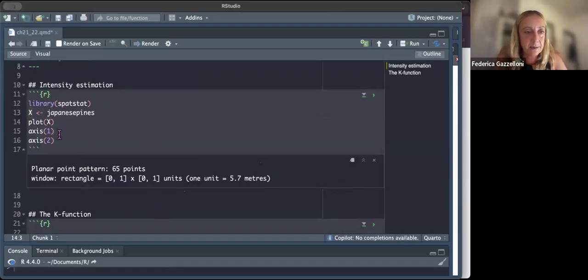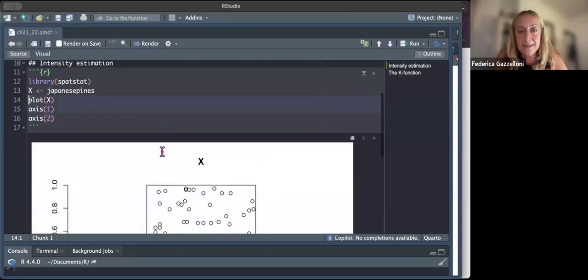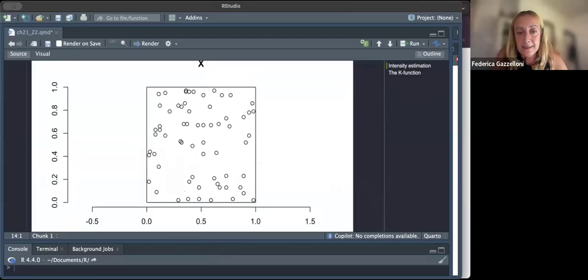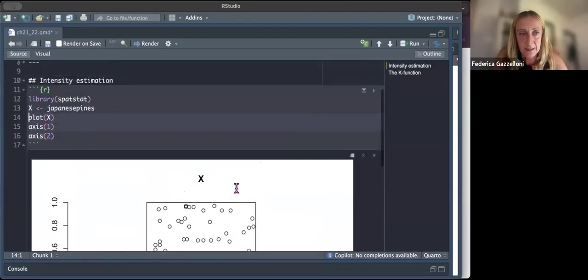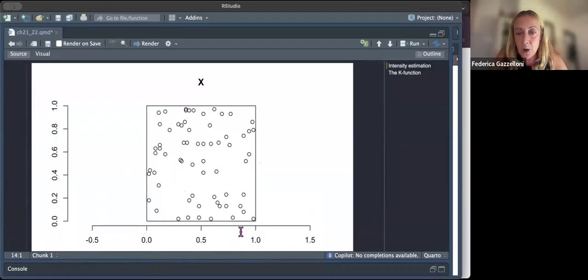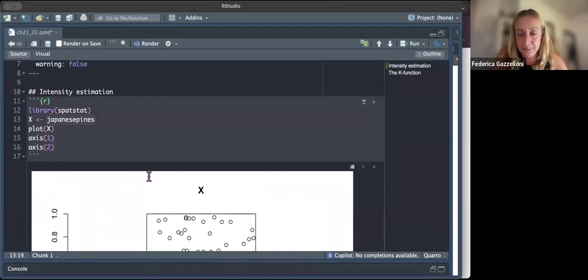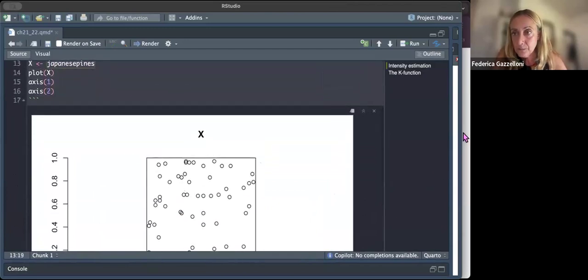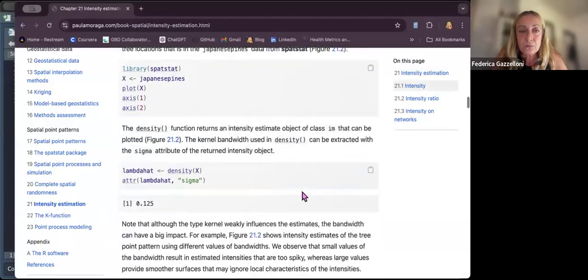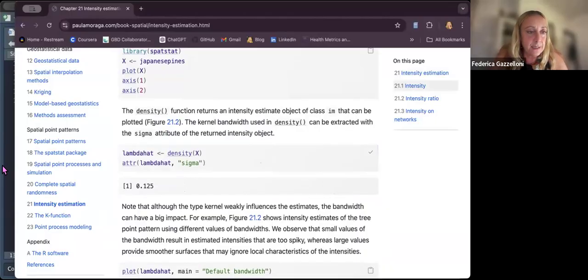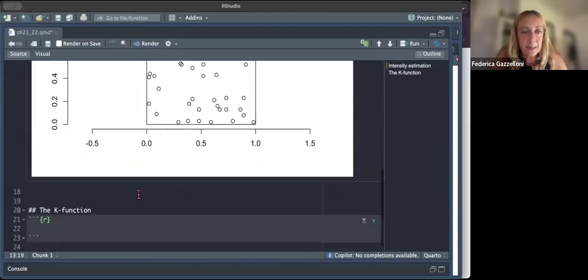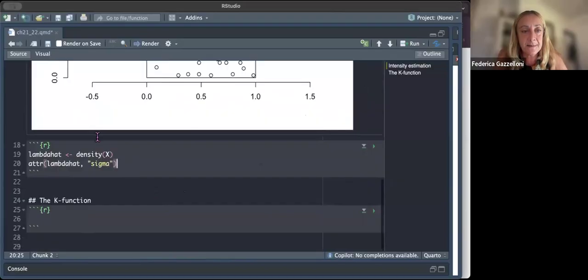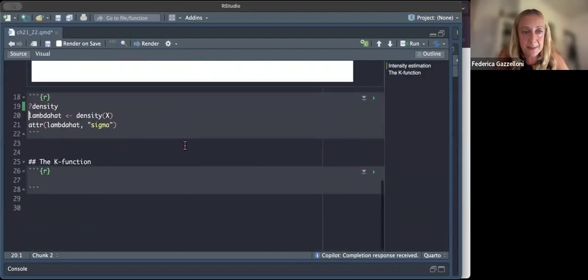If we have a quick look at the plot, we can see that this one is the window that we set, and it's 0 to 1 and 0 to 1, and inside there are some Japanese pines, okay? So these are the points. We are now considering some other things, which is we can use this density function from the spacestat.